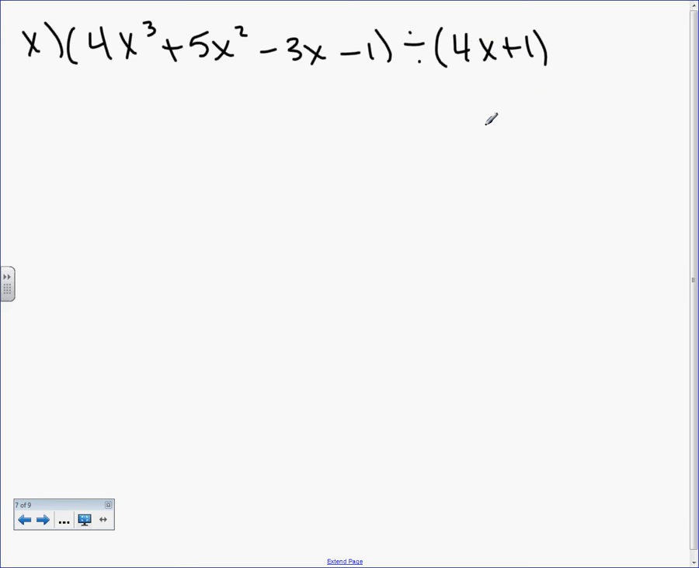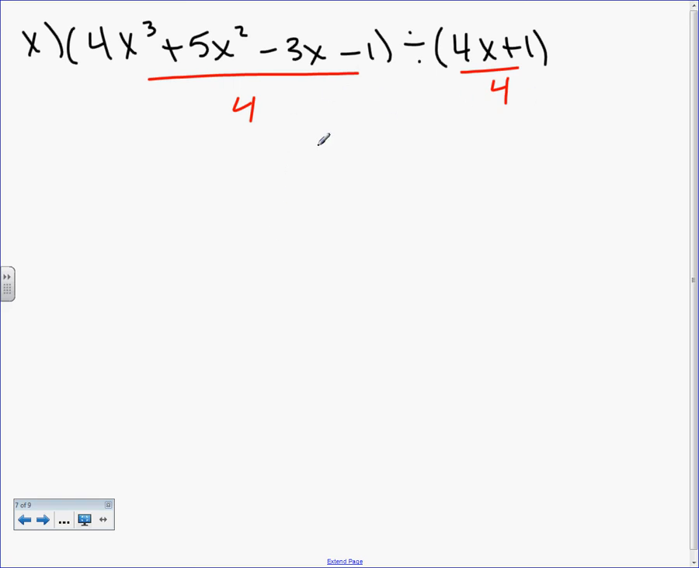You could do long division if you want to. It's worth your time to try synthetic division with this one because it is quicker, I think. So we can make this a 1. How do I make it a 1? Divide by 4. But if I divide by 4, I have to divide everything by 4. It's actually not that hard. It works out pretty nicely.